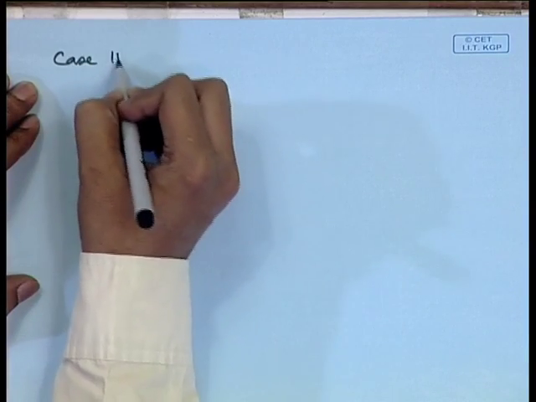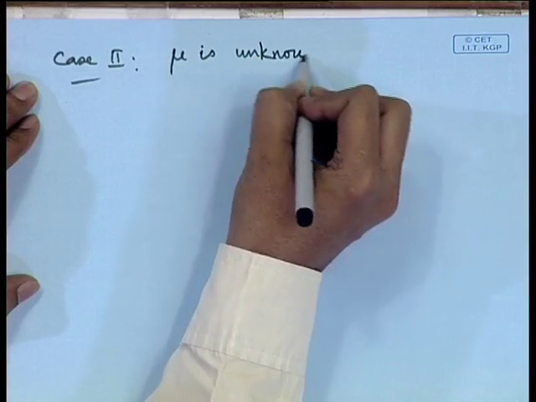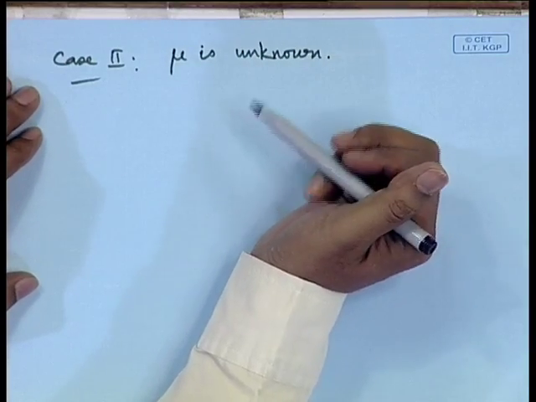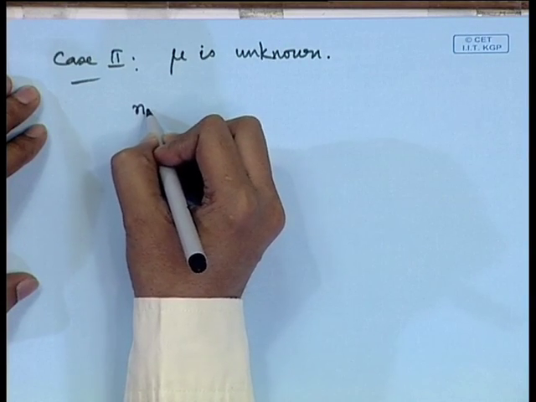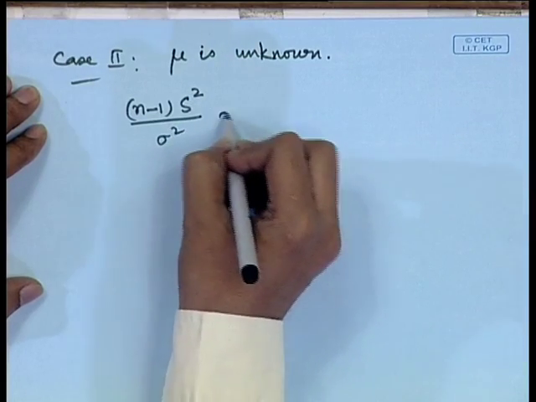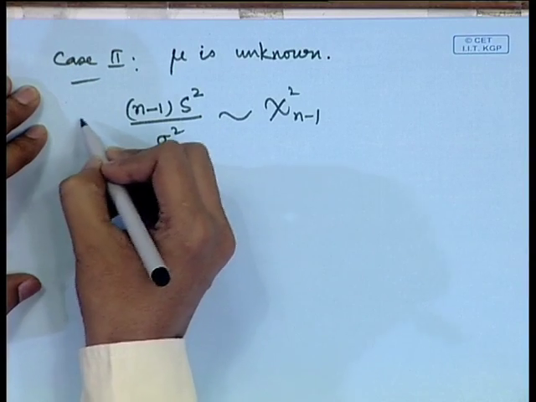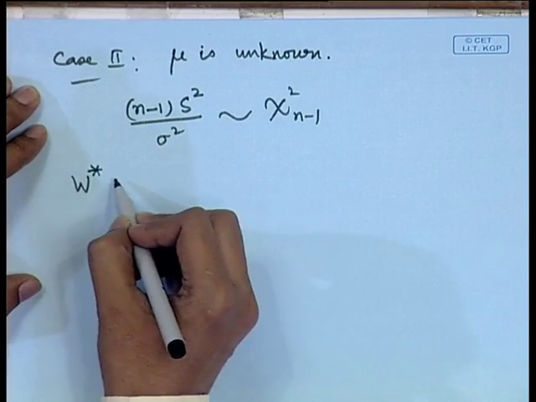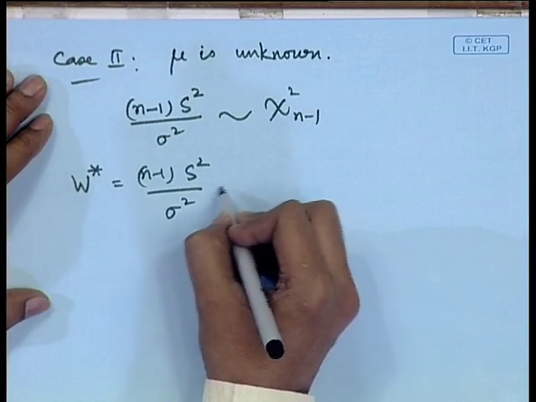Now, let us consider the case when mu is unknown. When mu is unknown, we cannot make use of W. In place of that, we have to make use of the distribution of S square. So, n minus 1 S square by sigma square follows chi square on n minus 1 degrees of freedom.